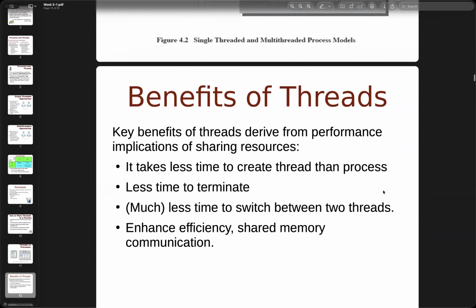And what's the benefit? If you look at modern OS, we already apply multi-threads and multi-processes. The key benefits of multiple threads derive from the performance implications of sharing resources. It takes less time to create threads than processes, less time to terminate, and less time to switch between them, since a thread is like a small copy of a process. So once we're going to execute, it takes less time to create.